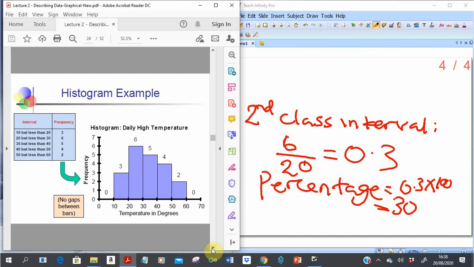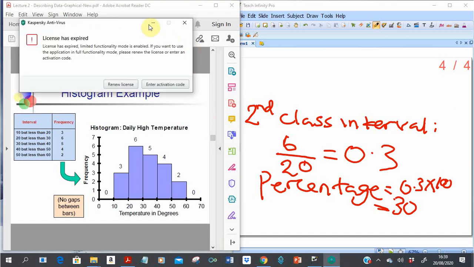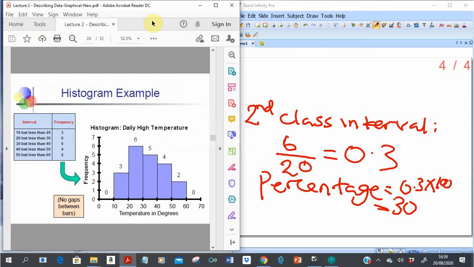We have 10 but less than 20, 20 but less than 30, 30 but less than 40. So what you have here, your lower limits will be on the horizontal axis.